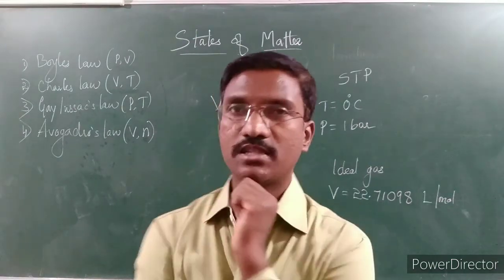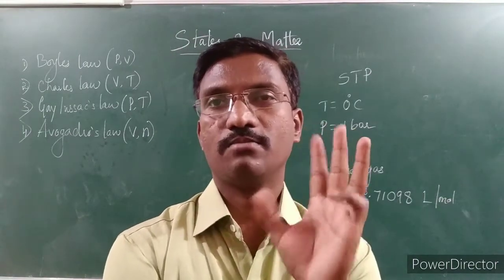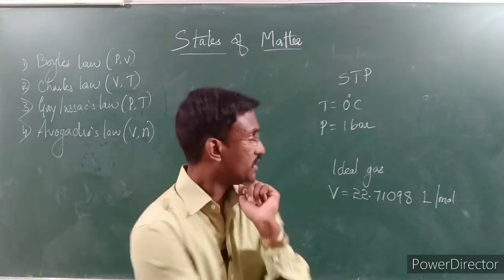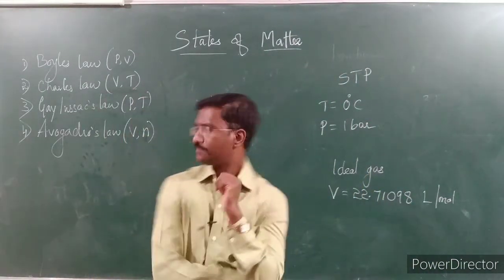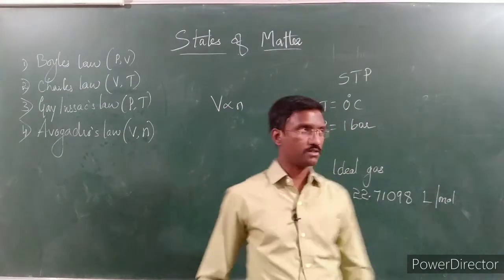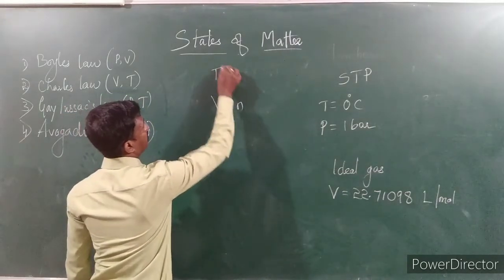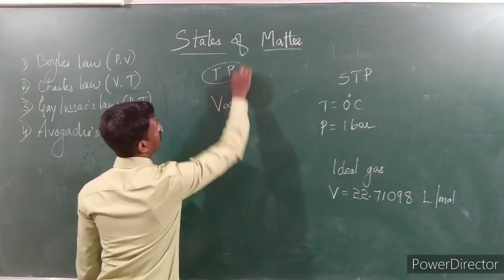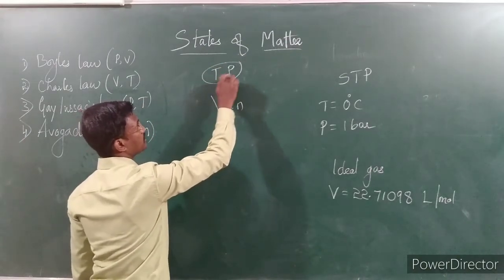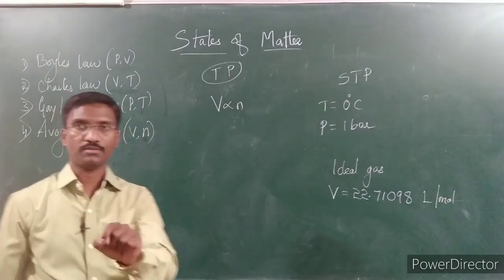In these four gaseous laws, I would like to recall the last one once again, and we will compare the laws. Look here, in the last one, Avogadro's law, which relates the volume and the amount of substance. Here we say that at constant temperature, pressure, and fixed volume, the number of moles of gas remains the same.